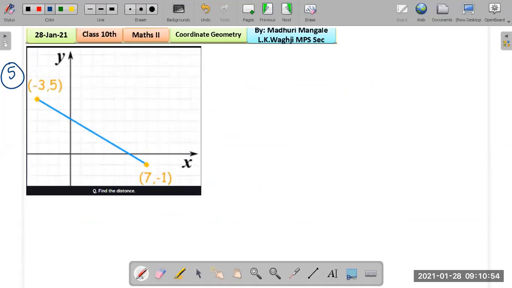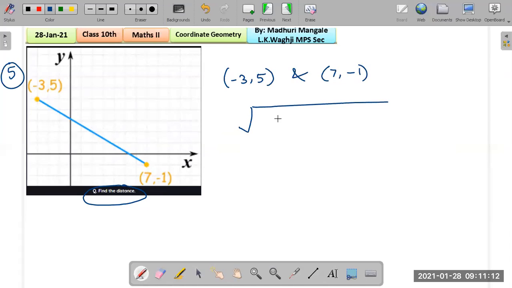Question number 5. Again, you need to find the distance. So you're given 2 points and you need to find the distance between these 2 points. Students, you should work it out. Try to solve it and get the correct answer. So the formula is x2 minus x1 the whole squared plus y2 minus y1 the whole squared. And the first point will give you x1 y1.